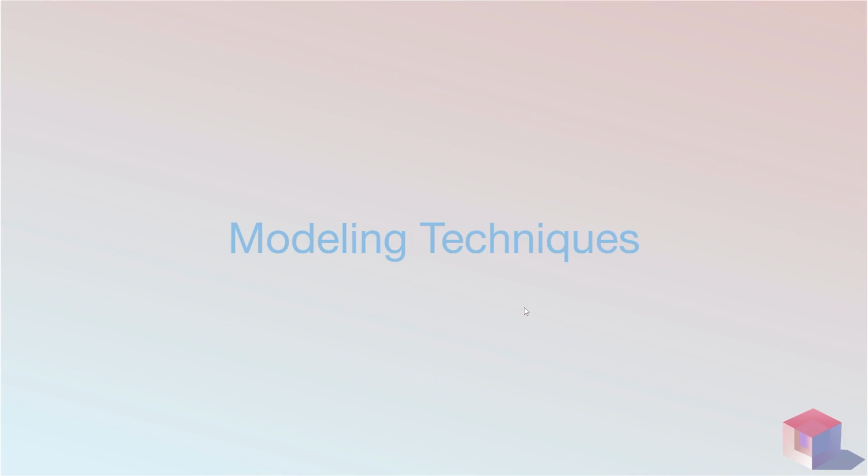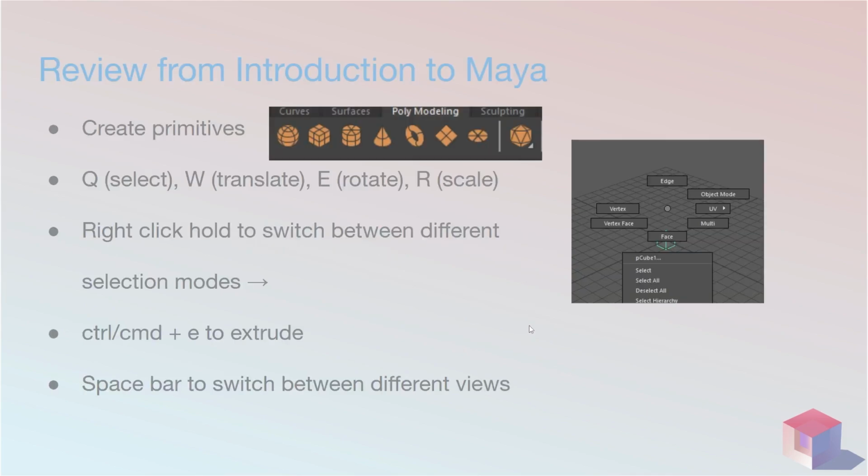Okay, let's talk about some modeling techniques. Here's a review of some of the stuff that we learned in the Introduction to Maya lecture during the info session. First things first, you can create primitives by just clicking these buttons. Remember the hotkeys Q, W, E, and R for select, translate, rotate, and scale. If you hold right click, you can switch between the different selection modes, so you can go to face mode, edge mode, vertex mode, which allows you to select different parts of the mesh. If you select a face, you can press Control or Command E to extrude it out. And you can switch between different views with the spacebar.